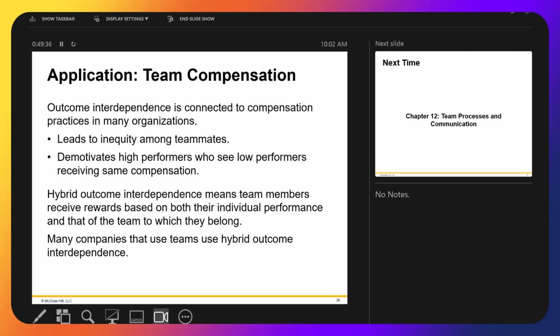Team compensation. Outcome interdependence is connected to compensation practices in many organizations. It leads to inequity among teammates and demotivates high performers who see low performers achieving the same compensation. In other words, say two individuals are on a team. One is doing really well and gets compensated for it. The other one is not, but gets compensated as well because they're on the team. This is where low performers receive the same compensation.